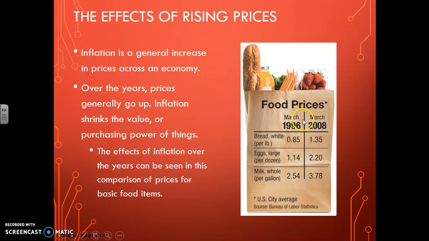over here. We look at March 1996 versus March 2008, and this is a U.S. city average. So bread, a loaf of white bread, 85 cents in 1996. In 2008, it was up to $1.35, and it's higher than that now. Eggs, a large dozen of eggs, $1.14, up to $2.20. It continues to climb. Milk, a gallon of whole milk, $2.54, up to $3.78. And as you can see, as time's gone on, prices have gone up.